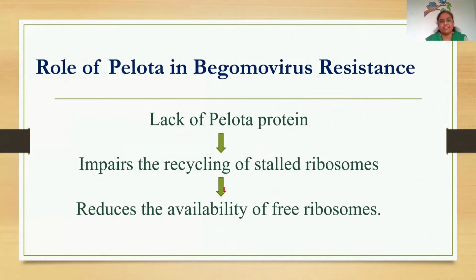Begomovirus is a Gemini virus, and some species of begomovirus infect tomato plants, and the yield of the tomatoes is reduced. So there is a need for tomato varieties which are resistant to the begomovirus. It is observed in tomato that the loci ty1, ty2, ty3, ty4, and ty5 show resistance to the begomovirus.